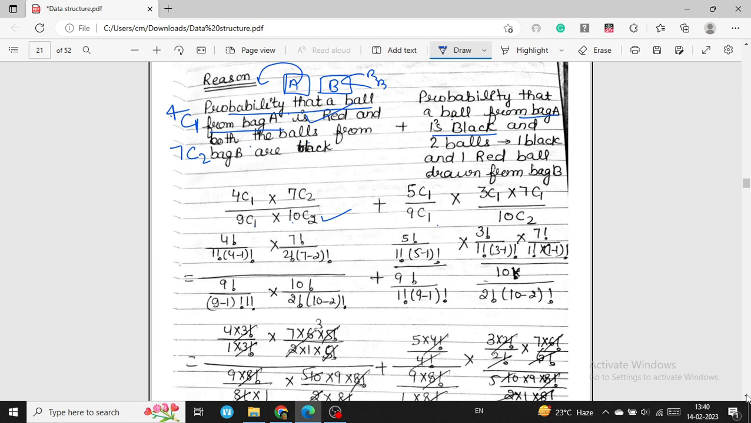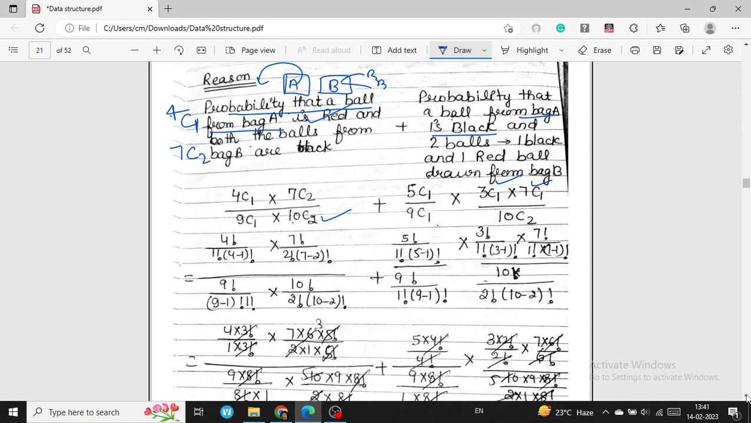But in the second bag, I am taking 2 balls, 1 red and 1 black, because 1 black ball is withdrawn from bag A. So in the second bag we take 2 balls, 1 red and 1 black: 3C1 multiply 7C1 over 10C2.